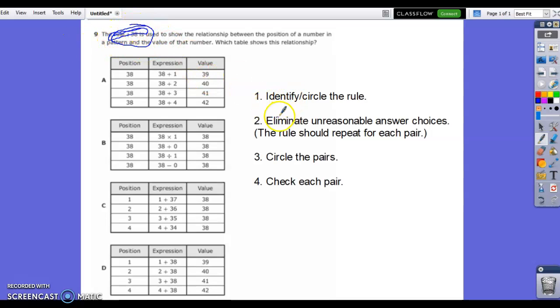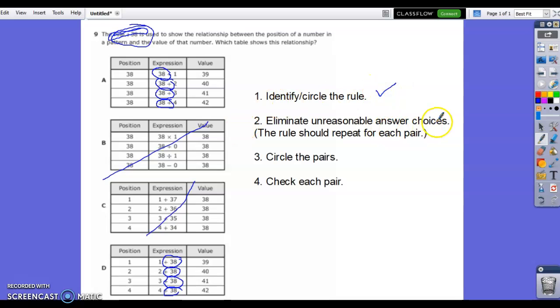You'd circle it. And then you're going to eliminate unreasonable answer choices. So if it's add 38, you would look to see which table has add 38 in between each input output or each number pair. So this one would work. This one does not have plus 38 between each number pair. Neither does this one. And D does. So it could be either A or D, the way it looks.